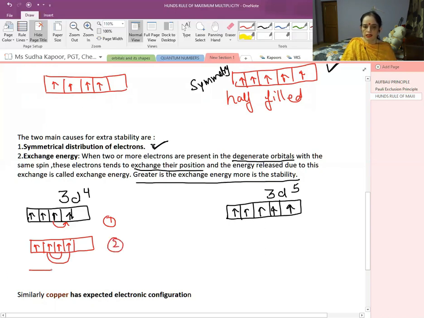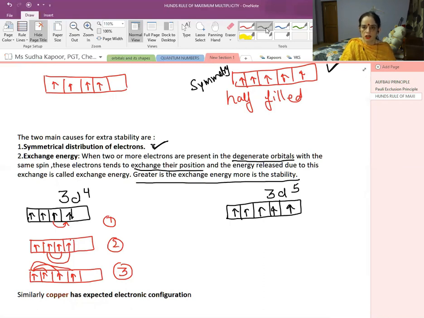Now, let us see the other case. We will draw the same format. Okay, and we will see how many exchanges are possible. So for this electron, 1, 2, and the other 3. So how many exchanges are possible, students? It is 1 in the first case, 2 in the other, and 3 in the third case. So the total number of exchange energy in this case becomes 6.